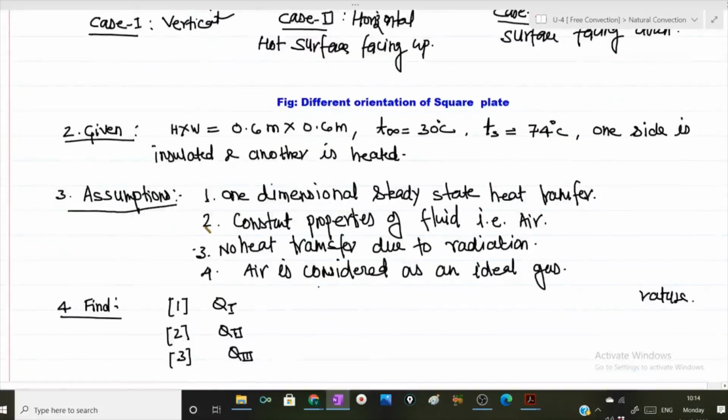After drawing the schematic and enlisting the given things, let us make some assumptions. Assumption number 1, one dimensional steady state heat transfer. 2, constant properties of the surrounding fluid, which happens to be air in this case. Assumption number 3, no heat transfer due to radiation. We are considering purely convective heat transfer rate from the plate surface to the environment. And assumption number 4, air is considered as an ideal gas.